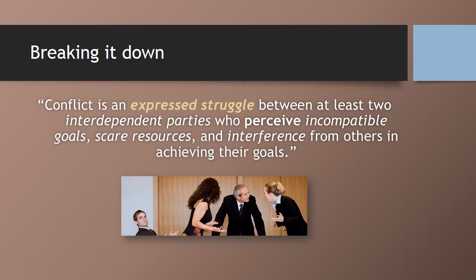Similarly, conflict occurs when a school principal and a parent disagree on the type of sex education program that should be adopted in a school system. In short, conflict involves a clash between opposing parties.